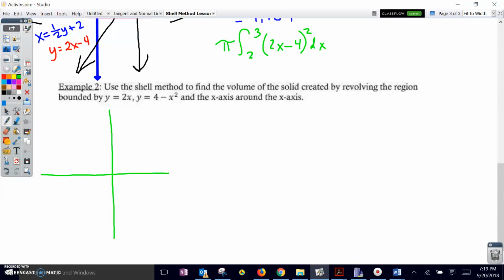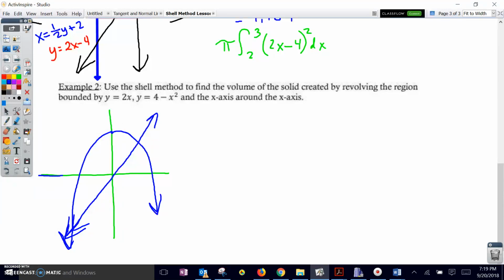So we've got the line y equals 2x, looks like this, the parabola y equals 4 minus x squared, looks like this. Oh, and the x-axis. Which region am I talking about? I'm talking about this region in here. I should have said in the first quadrant. So there's my region. I'm going to set up my strips.